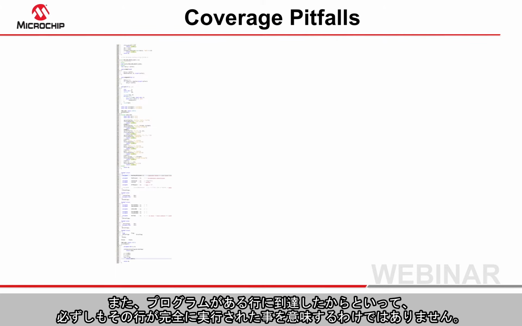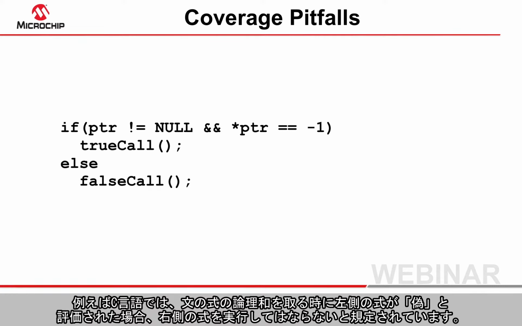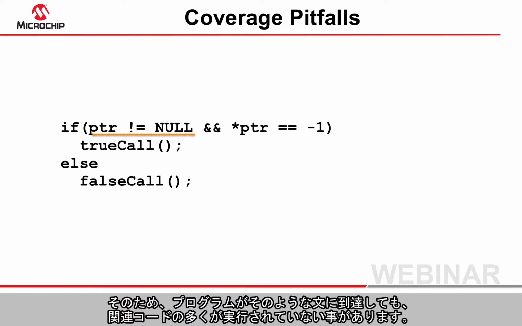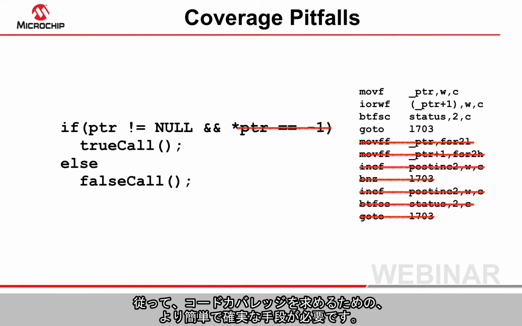And simply because you have seen your program reach a line of code does not mean that that line has been fully executed. For example, the C language not only allows, it actually stipulates that when expressions in a statement are logically ANDed together, the right expression must not be executed if the left expression evaluates to be false. So even though you might see your program reach such a statement, much of the code associated with it might not have been executed. Thus, you need an easier and more robust way to determine code coverage.